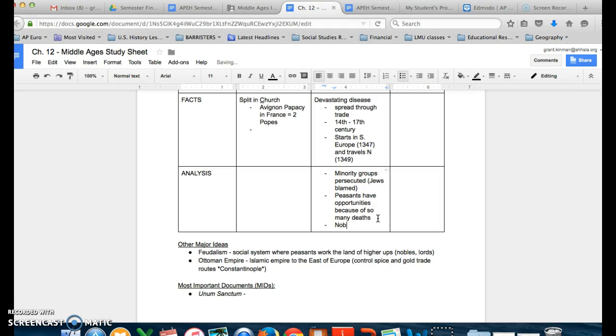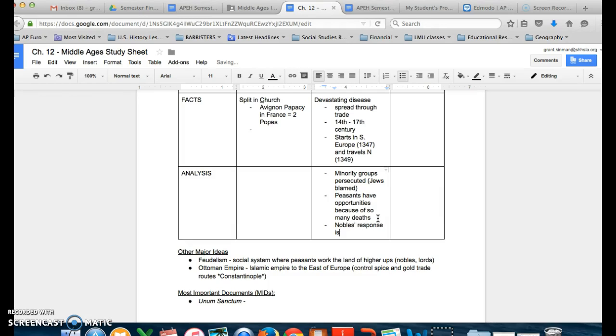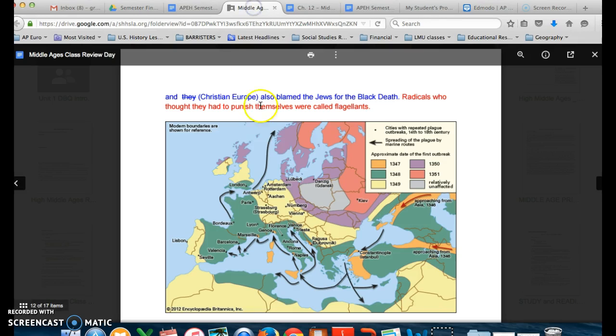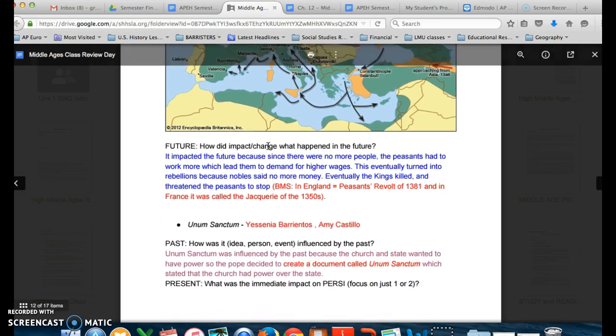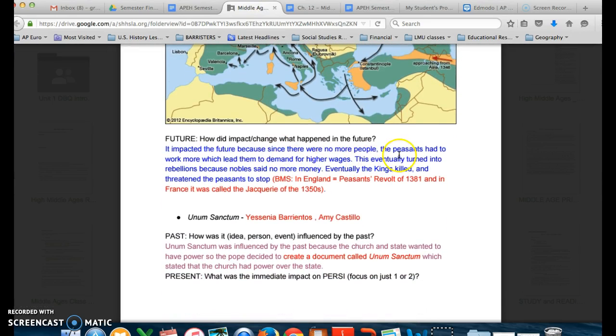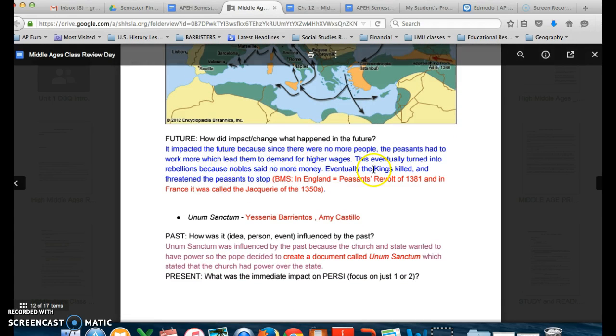The response by the nobles. Nobles' response. Generally, no. We're not going to pay you better, right? And we might think a little bit more about the future. It impacted the future because there were no more people. The peasants had to work, which led them to demand higher wages. This eventually turned into rebellions because nobles said no more money. Eventually, the kings killed and threatened the peasants to stop.